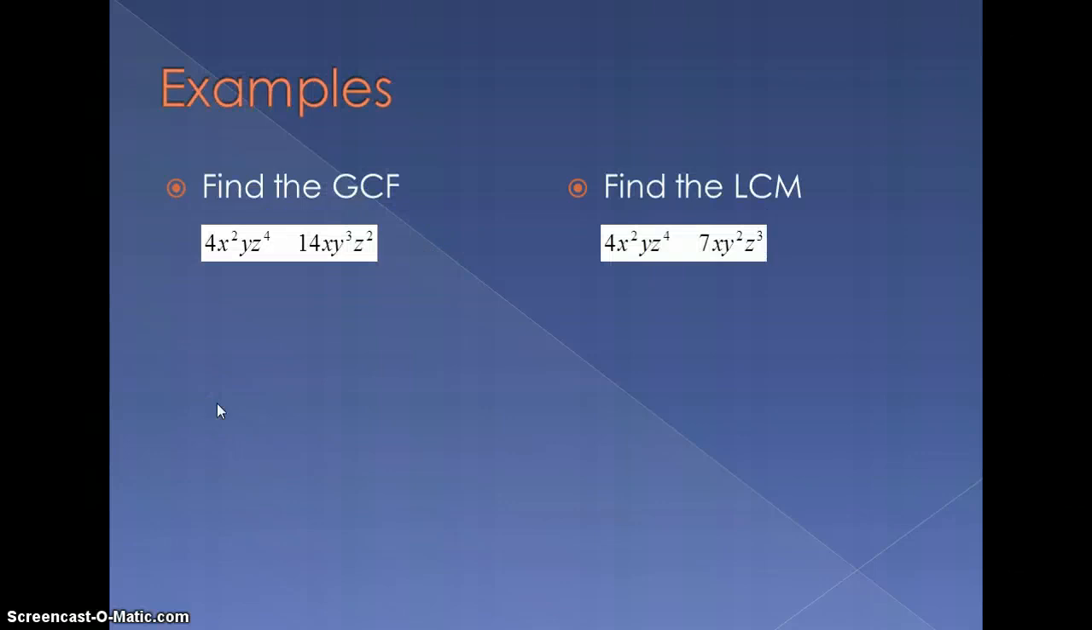Now we start to toss in all these variables. These are the only two examples we'll show tonight, and we'll go through this process together. And we have a little follow-up tomorrow with this stuff. So if we look at the GCF of 4x squared y z to the fourth and 14xy cubed z squared.